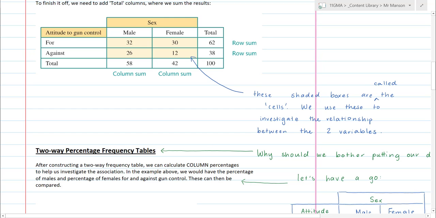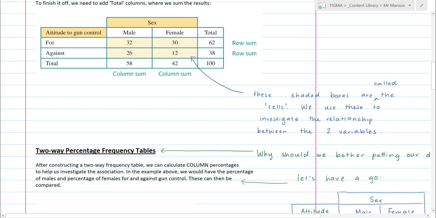Does that mean that our conclusion should be that males are more for gun control than females? Anybody got an answer to that? Or equivalent? Maybe it's close enough we could say about the same amount of males as females are for gun control. Is that a fair statement? It kind of looks like it, but this diagram is a little bit misleading.